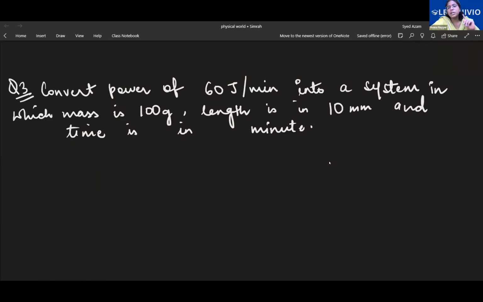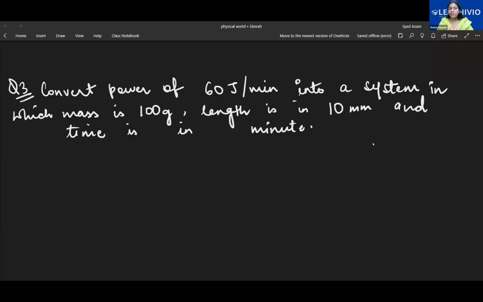This says convert power of 60 joules per minute. Now, this is not saying find the value of 1 joule into erg or 1 minute into seconds or something. It is saying 60 joules per minute, means in 1 minute. 60 joules per minute into a system. Now, it is constructing its own system.